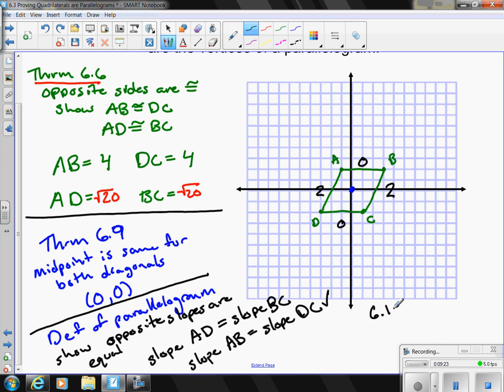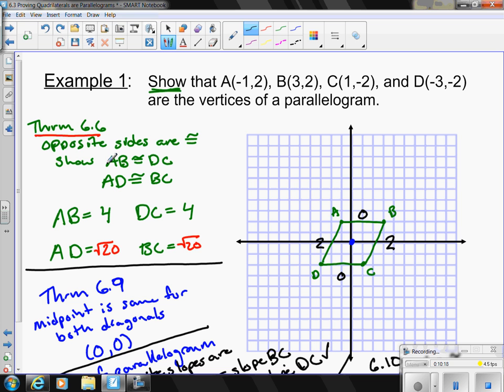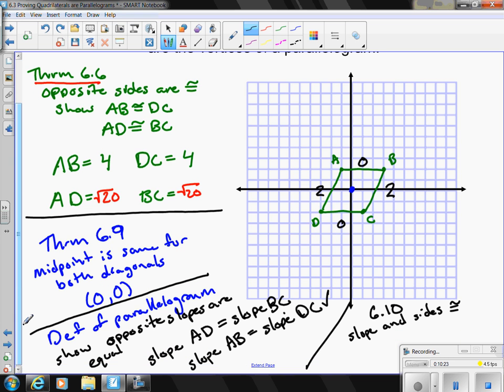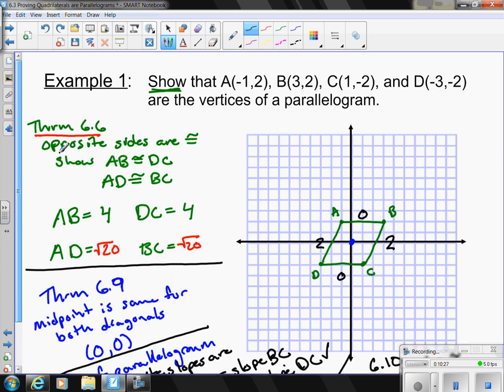And lastly, you can use theorem 6.10 to show this. Basically it's a combination. We show slope and side congruent. We already know the slope of BC is 2, the slope of AD is 2, and they both have a length of square root of 20. So it's combining the definition and theorem 6.6, but sticking to just one set of sides. In your homework, they might ask you to use one of these theorems. We only needed to do one of these, but I showed it 4 different ways. You would just have to pick one of those ways, unless they said to use one specific way.